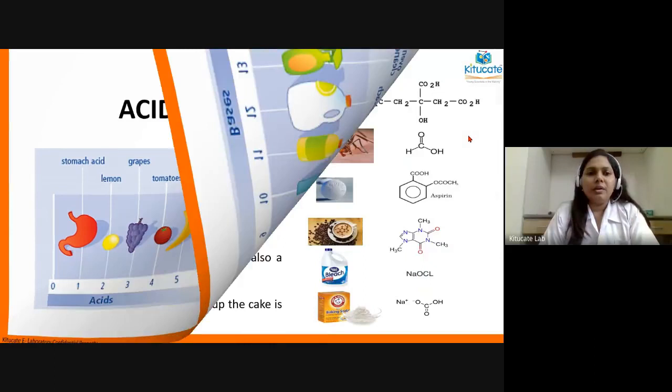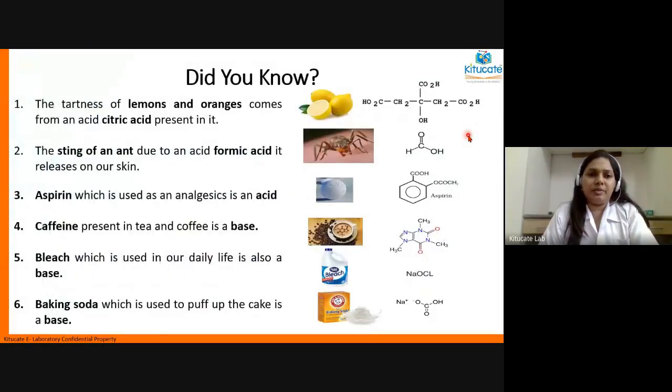Okay. All right. So the first point, I'm sure everyone knows that lemons and oranges or any other citrus fruit have an acid called citric acid. Okay. You're aware of that? Yes, ma'am. Okay. And the formula for citric acid is given here. This is how citric acid is represented chemically.